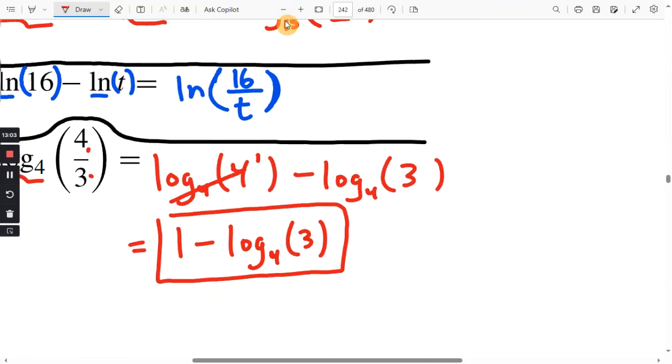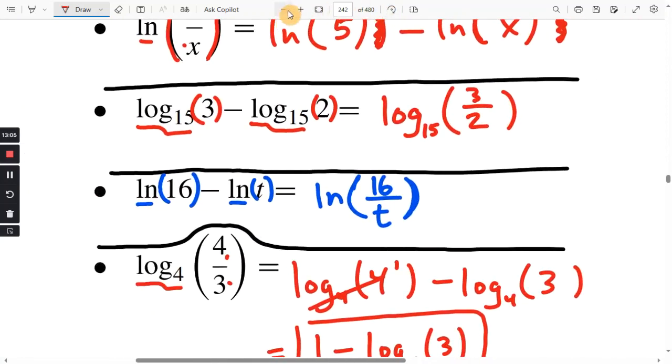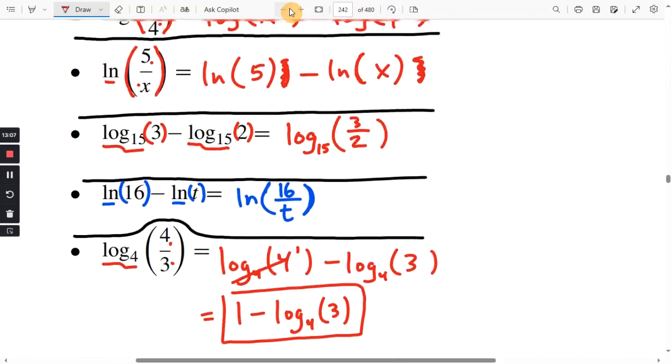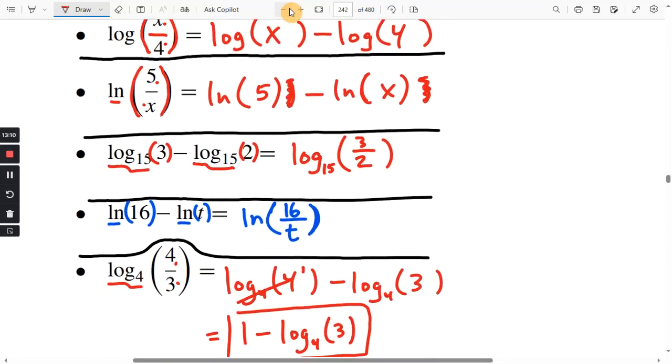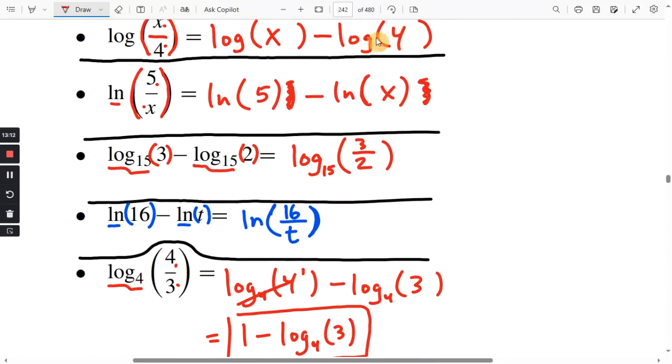All right, so that's basically it. And just like last time, some of these, like the log of 4, you can get a number, but it's going to be a decimal. ln of 5 is a decimal. Log base 15 of 3/2, those are all decimals, so that's why we just left it. But here it was clean. It just canceled out into a 1.